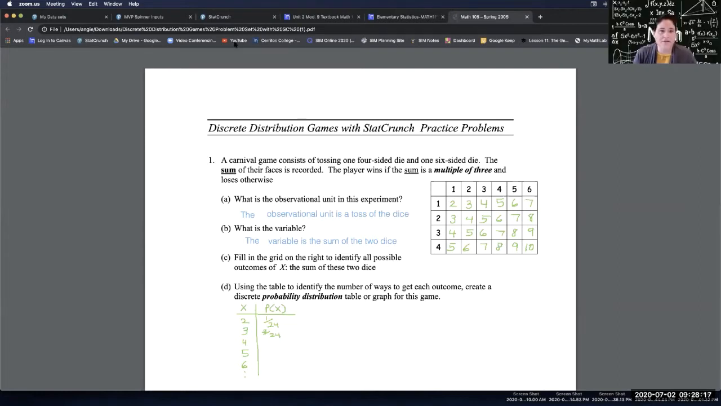So I'm going to use StatCrunch to clear all my drawings. I'm going to use StatCrunch to show you this a little better.